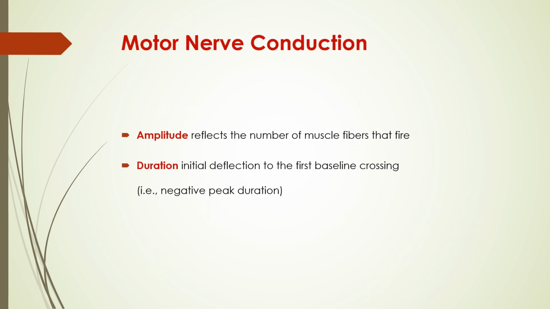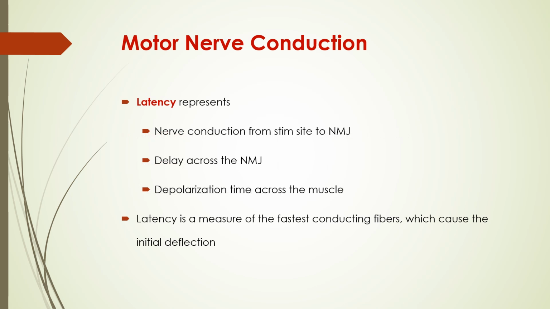Amplitude, as mentioned previously, reflects the number of muscle fibers that are firing. Duration is measured from the initial deflection to the first baseline crossing. Latency will represent three things. One is nerve conduction from the stimulation site to the neuromuscular junction. Second is the delay across the neuromuscular junction, and third is depolarization time across the muscle. All three of these add to the latency. It is a measure of the fastest conducting fiber, which will cause the initial deflection.